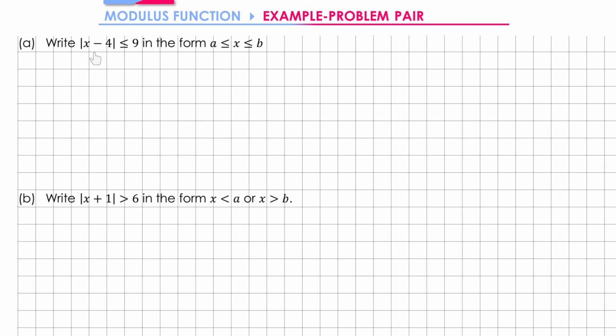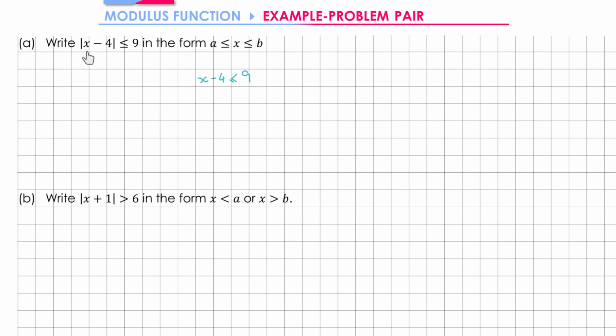So in part A, we have mod of x minus 4 is less than or equal to 9. For values of x bigger than 4, inside the modulus bracket will be positive, and that means the modulus function won't change it. So we can say that x minus 4 must be less than or equal to 9. If the value of x is less than 4, then inside here would be negative, and then when we mod it, it would still be less than 9.